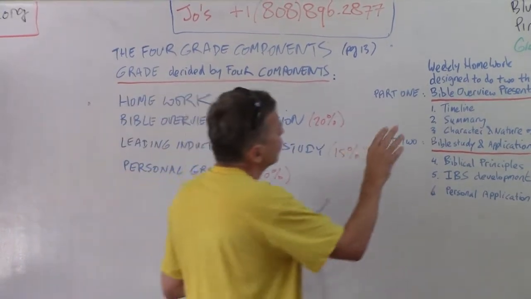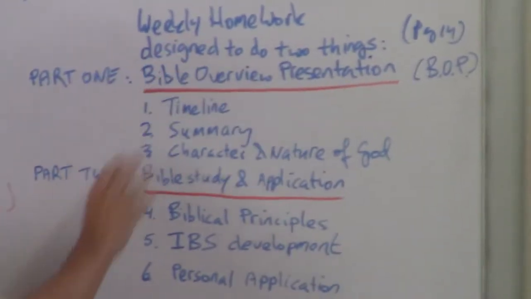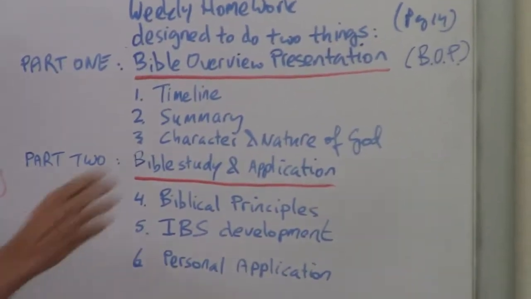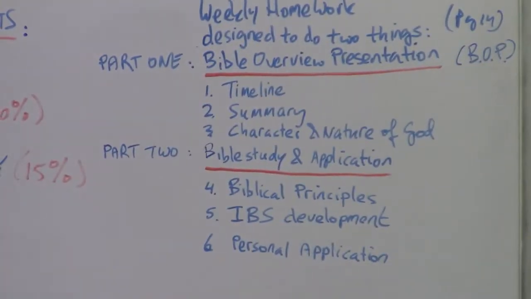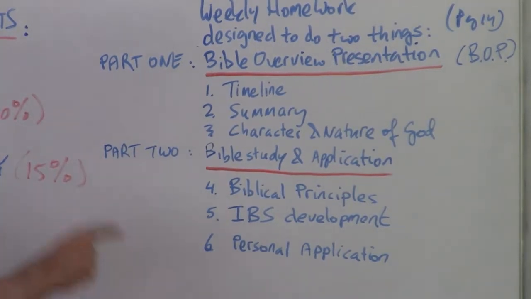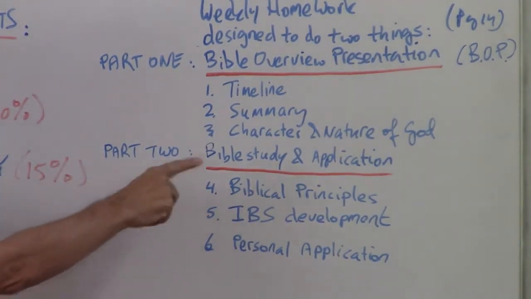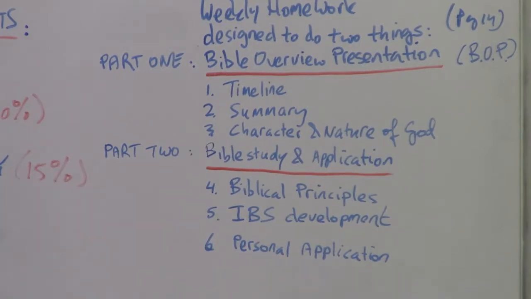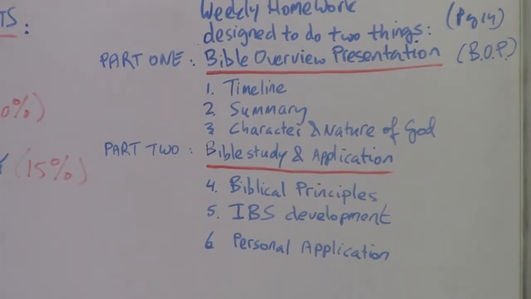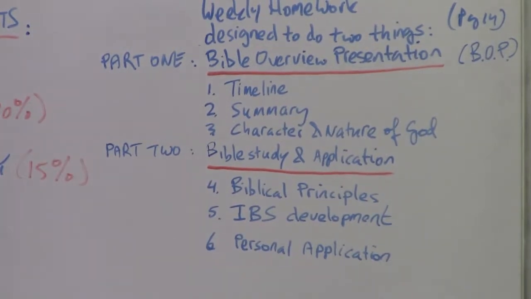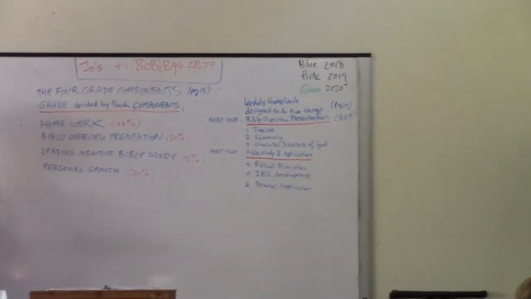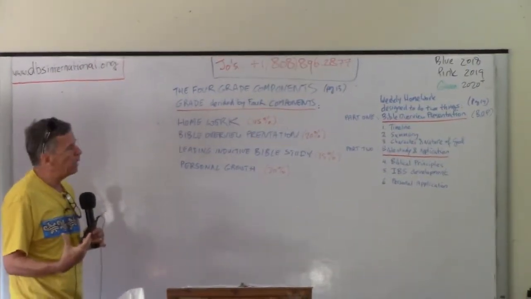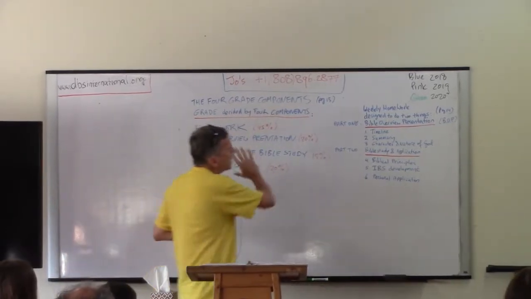Now, when I talk about the weekly homework, the weekly homework is designed to do two things. You can read that on page 14. Part 1 all has to do with Bible overview presentation. Part 2 has to do with small group and so forth, Bible study and application. And so everything in the homework is connected: timelines, biblical principles, leading a small group. It all has to do with community, inductive Bible study, and so forth. So that is kind of like the big picture.